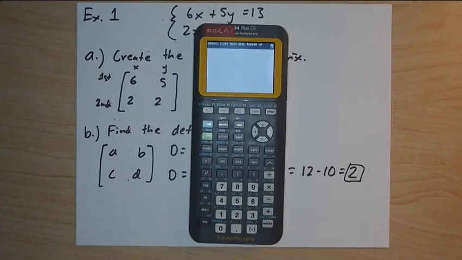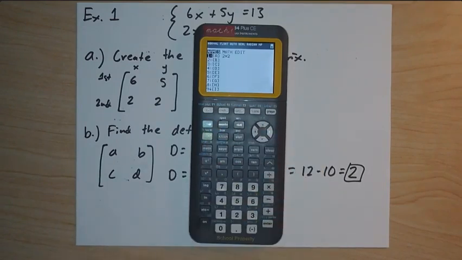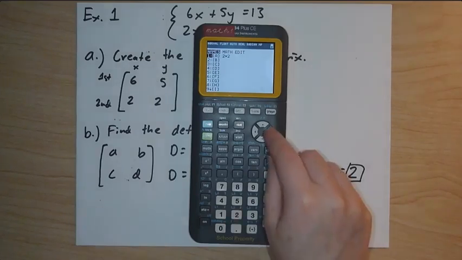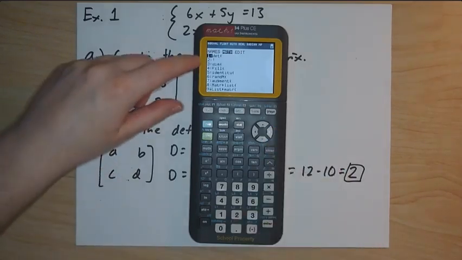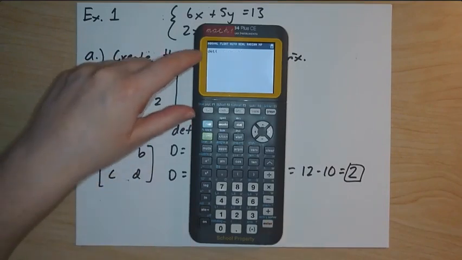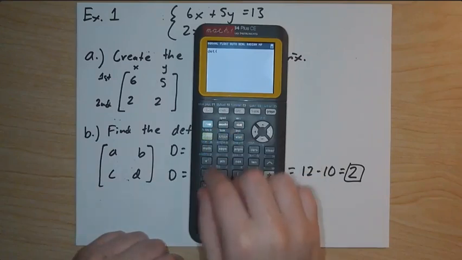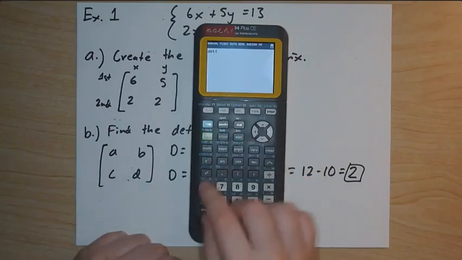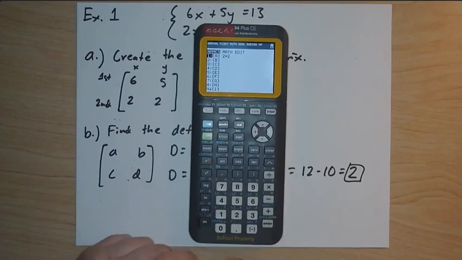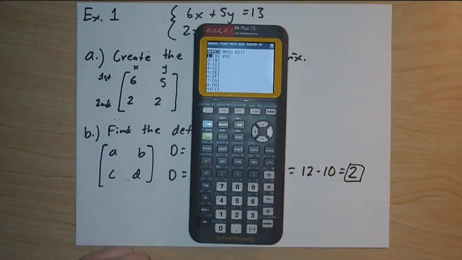We're going to go back into our matrix menu by pressing second x to the negative 1. To find the determinant, we're going to scroll over to the math menu. Determinant is the very first option there, so we're going to press enter. It's asking to input a matrix to find the determinant of, so we're going to go into our matrix menu one more time, press second x to the negative 1. And under the names, we're just going to pick the matrix we want to find the determinant of.